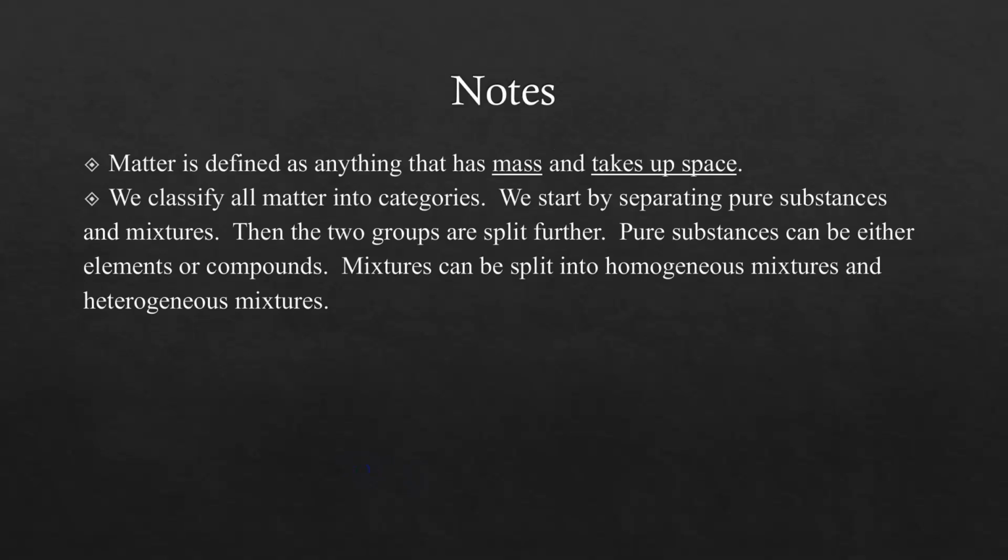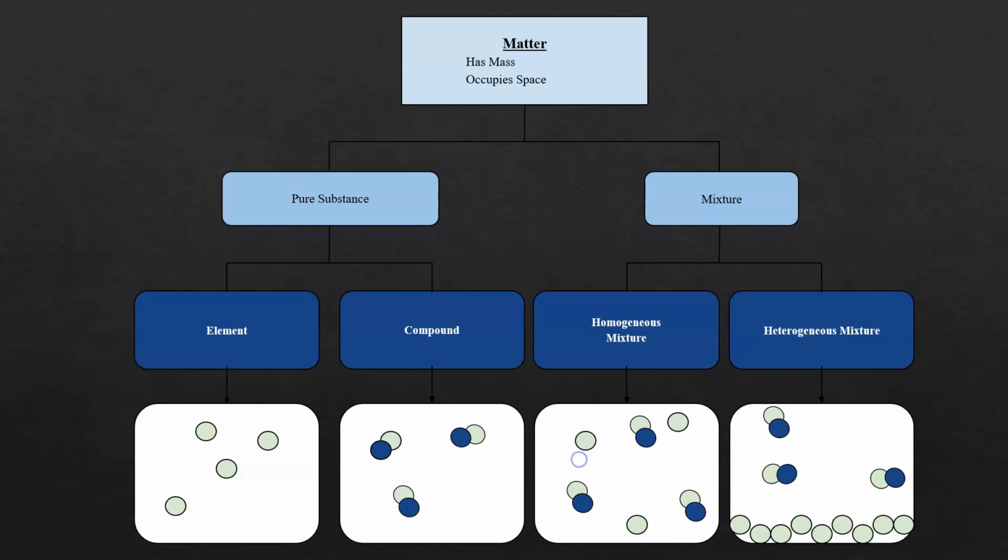So matter is defined as anything that has mass and takes up space. We classify all matter into categories. We start by separating pure substances and mixtures. Then the two groups are split further. Pure substances can either be elements or compounds, and mixtures can be split into homogeneous and heterogeneous mixtures. You have this in your notes already.